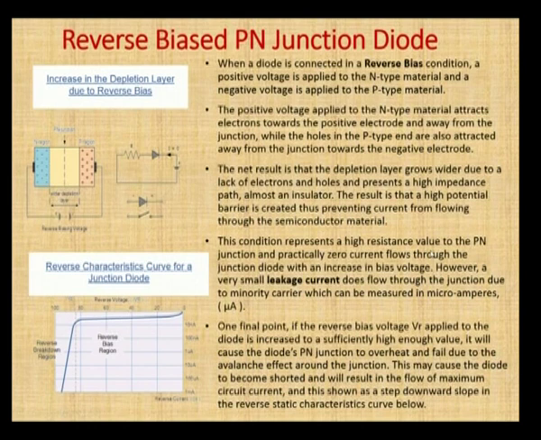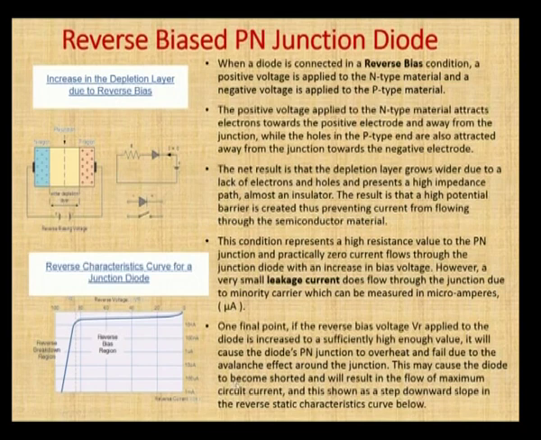This condition represents a high resistance value to the PN junction and practically zero current flows. However, a very small leakage current exists, as I said, only due to the minority charge carriers conduction. It is of very low amount, measured up to microamps. One final point: if the reverse bias voltage VR applied to the diode is increased to a sufficiently high value, it will cause the diode's PN junction to overheat and fail as it becomes shorted.